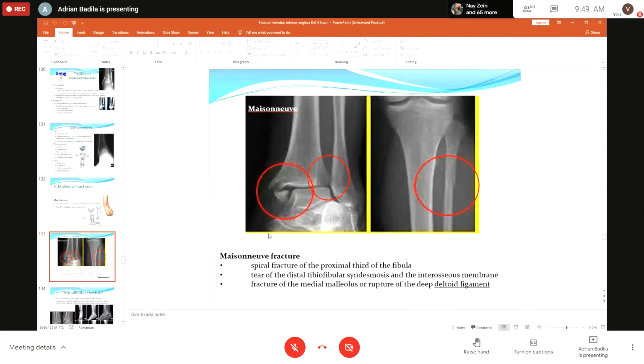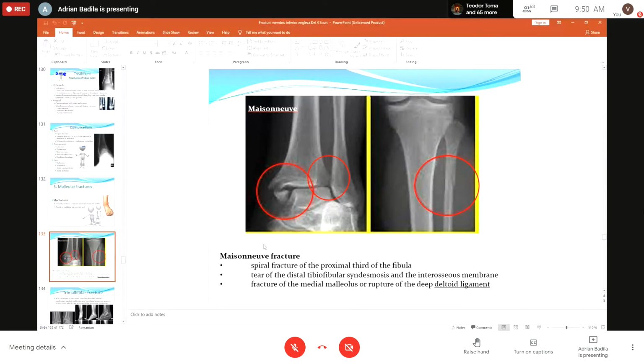We have a peculiar clinical entity called the Maisonneuve fracture. It's an association of three lesions. We have a spiral fracture of the proximal third of the peroneum. We have a tear of the distal tibiofibular syndesmosis. That means a complete lesion of the tibiofibular distal ligaments, and a fracture of the medial malleolus, or a complete lesion of the deep deltoid ligament, which is located here between the tip of the tibial malleolus, the astragalus or the talus, and the calcaneum.